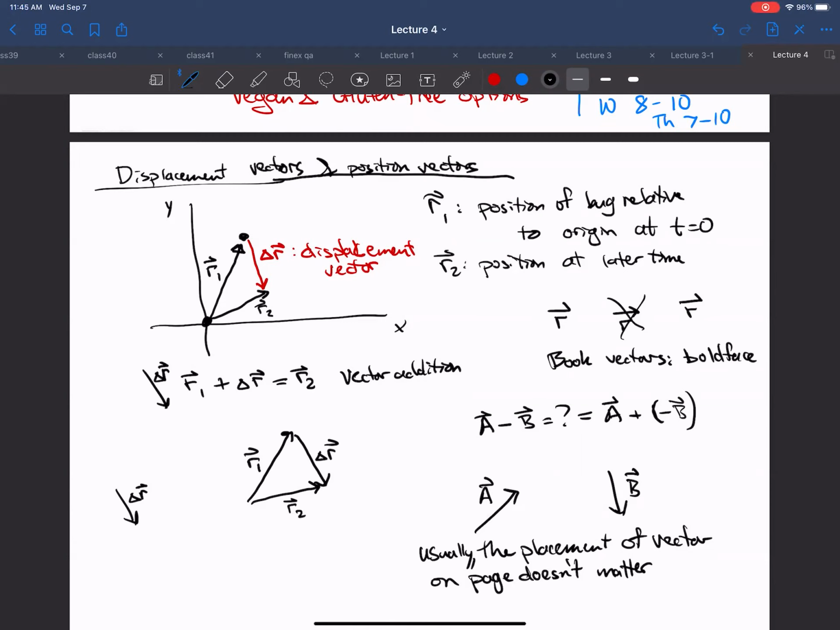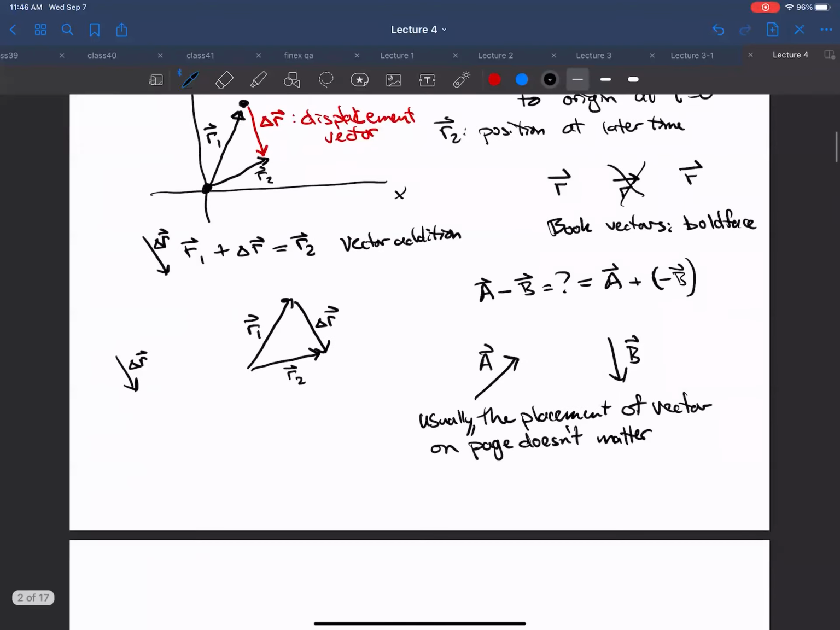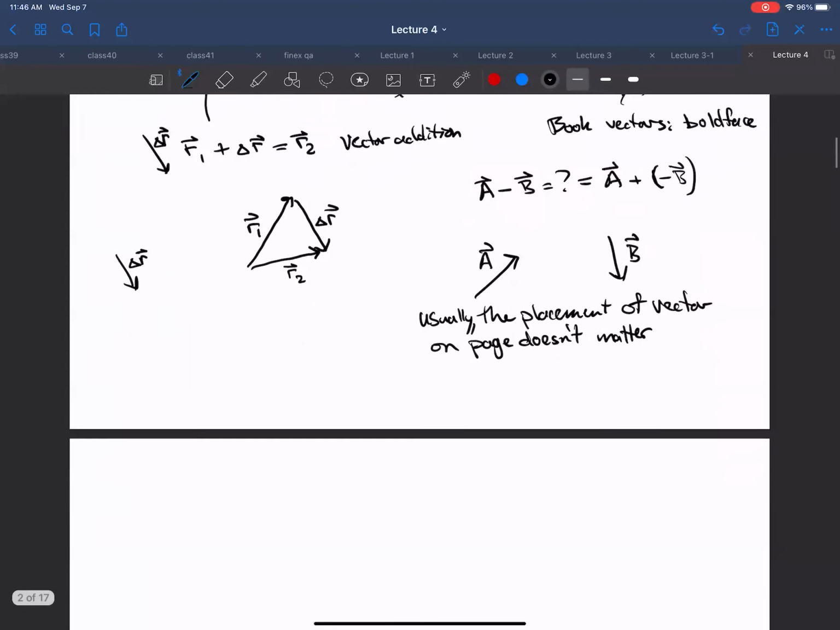So for example, a force vector might point that way, and I could draw it over here, and it would mean the same thing. It means a force that's pointing up in that direction, and the longer the vector, the stronger the force is. An exception to that rule is a position vector like R1 and R2. Position vectors always have to be drawn starting from the origin, but most of the time, the placement of the vector on the page doesn't matter.